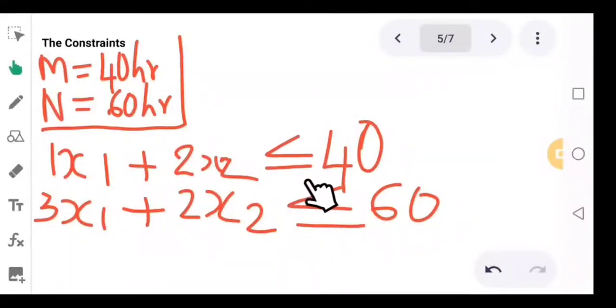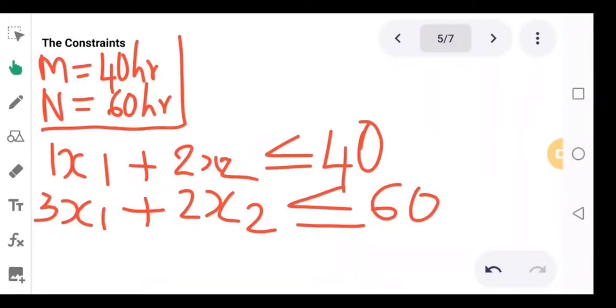Why less than or equal to 40? Because they have told that maximum you can use is 40 hours. You may not use all of it; it does not have to be exactly 40 hours. See, 1x1 plus 2x2 is your total hours at machine M, and we don't know what it is. But all that we know is that whatever it is, it has to be either equal to 40 or less than 40. It cannot be more than 40. That's why there is a less than symbol and an equal to symbol.